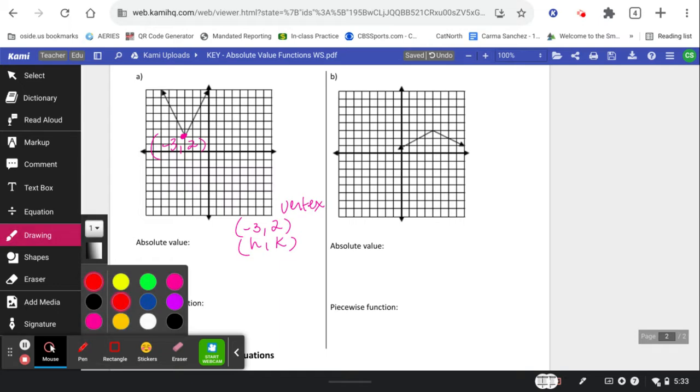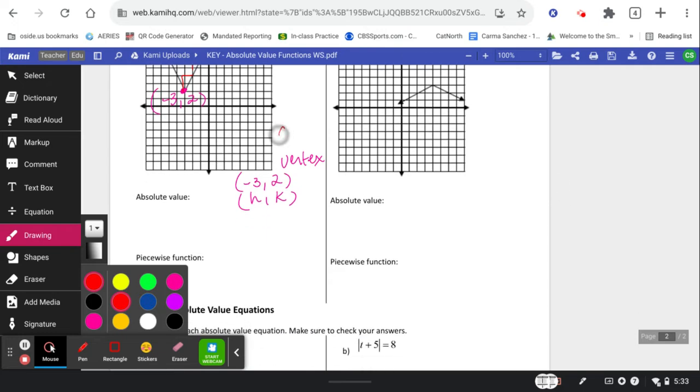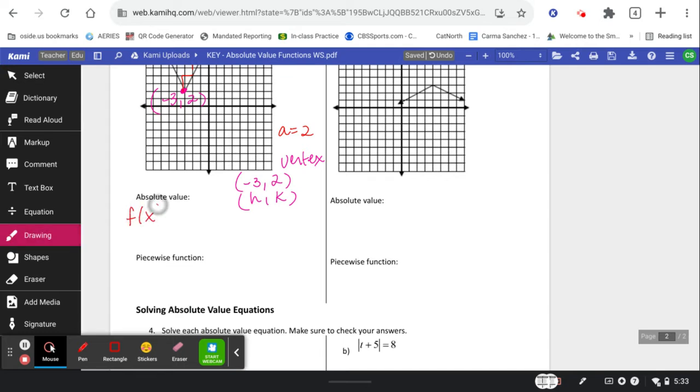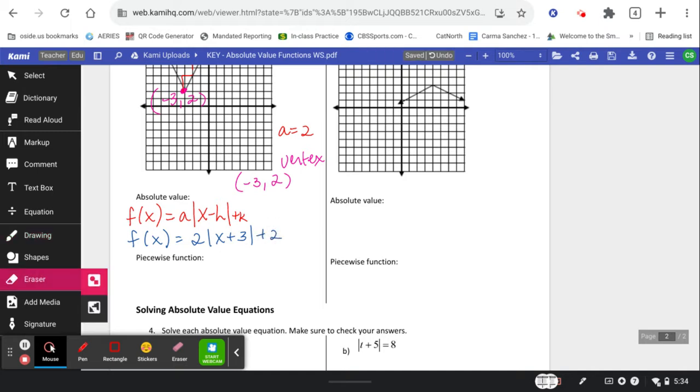Then the second thing I need to look at is what's the slope? It's going up 2 over 1. So my A value is going to be 2. So here I go writing the function, f of x equals, actually, before we write the function, just kidding. Let's write out the formula in case you need it for reference. A times absolute value of x minus h plus k. Okay, now we go plug in. My A value is 2, minus a negative 3 is going to turn into x plus 3, plus 2. How'd you do?